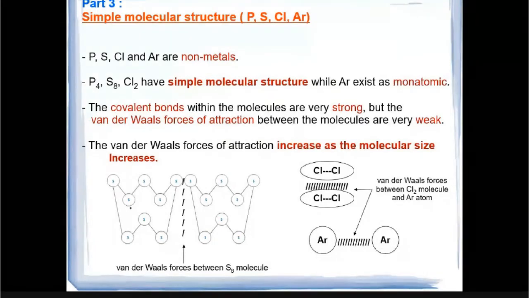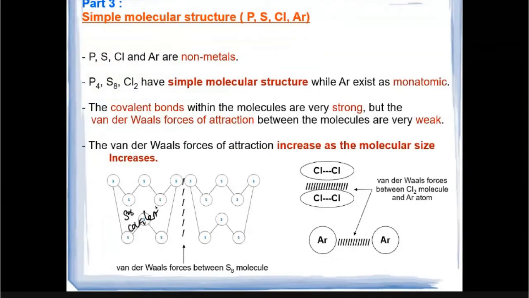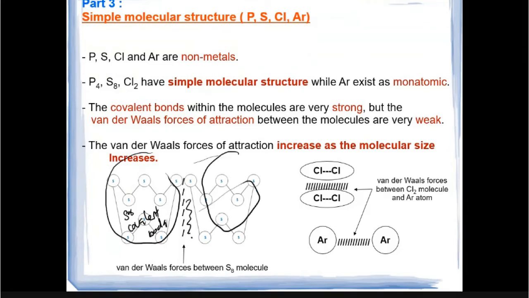The bonding within the S8 is a strong covalent bond. But between S8 and S8, it is van der Waals forces, which are weak forces. The intermolecular forces between the S8 molecules are van der Waals forces. So the covalent bonds within the molecule are very strong, but the van der Waals forces of attraction between the molecules are very weak. The van der Waals forces of attraction depend on the molecular size, directly proportional.